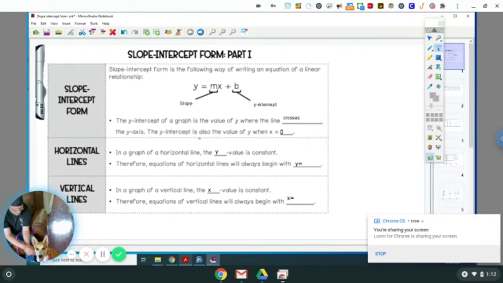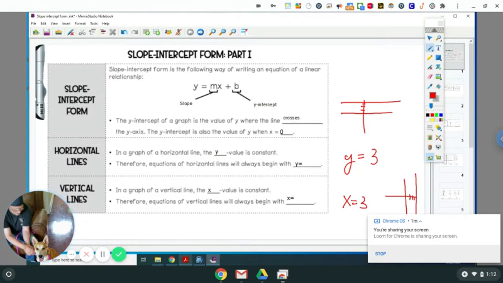In a graph of a horizontal line, the y value is constant, and therefore the equation of horizontal lines will always begin with y equals something, not x. I can say a horizontal line would be y equals 3. And if you have a graph, you have 1, 2, 3, and that'll be your horizontal line. A vertical line will be the opposite. It will be x equals. So if I say x equals 3, and I have a graph, and this would be 1, 2, 3, that'll be your vertical line.